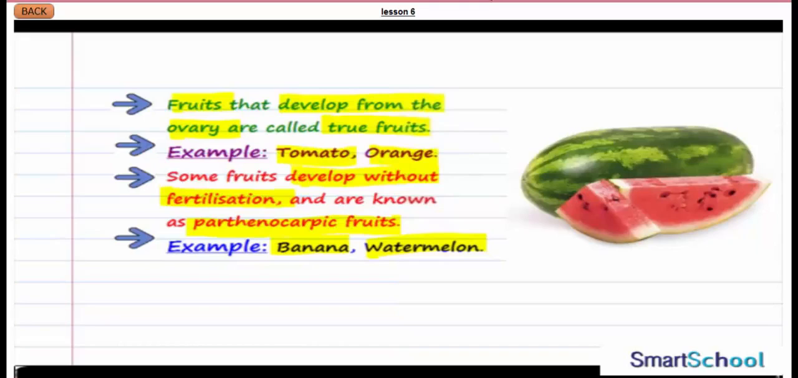So we've studied about three types of fruits: false fruits, true fruits, and parthenocarpic fruits. False fruits are the ones which do not develop from the floral parts of the plant, rather they develop from the thalamus. The true fruits are the ones which develop from the ovary, and the parthenocarpic fruits are the ones which develop without fertilization, that is by the process of parthenogenesis. So this is about seeds and fruits.